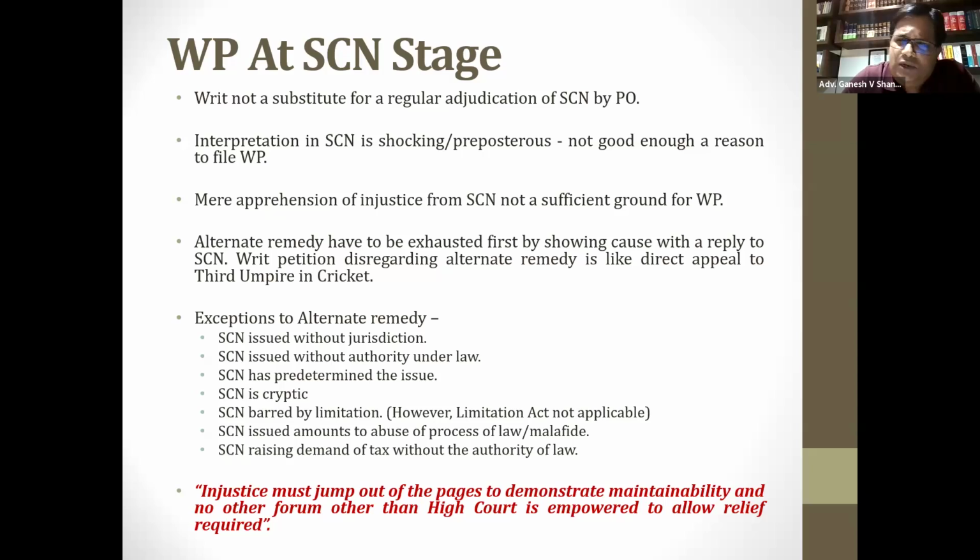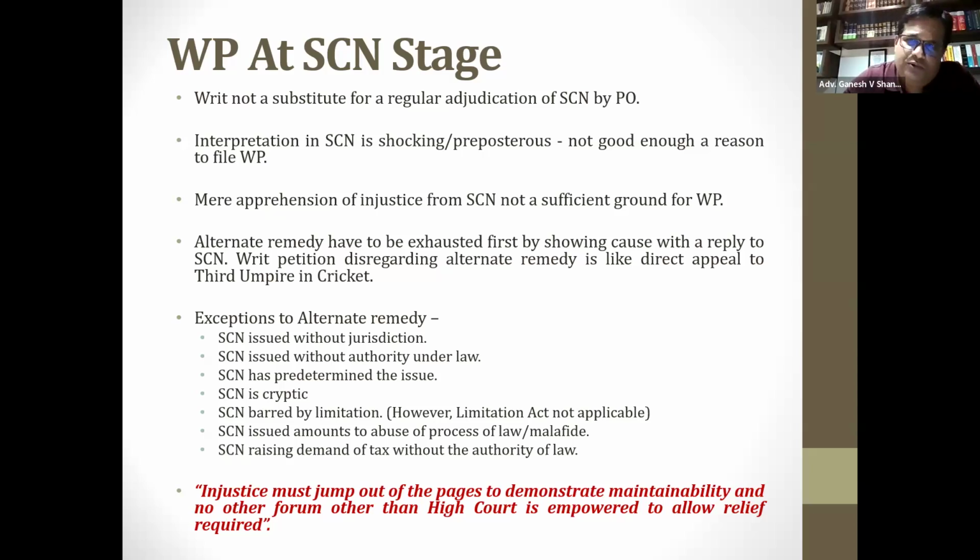because when GST law has given a right to answer the show cause notice, it has given a forum to challenge these kinds of notices, or allegations and charges made in the show cause notice. You need to first exhaust that and use that opportunity. Mere apprehension of injustice from an SCN is not a sufficient ground. Just because you're apprehending that this SCN is going to get confirmed tomorrow is not a sufficient ground.